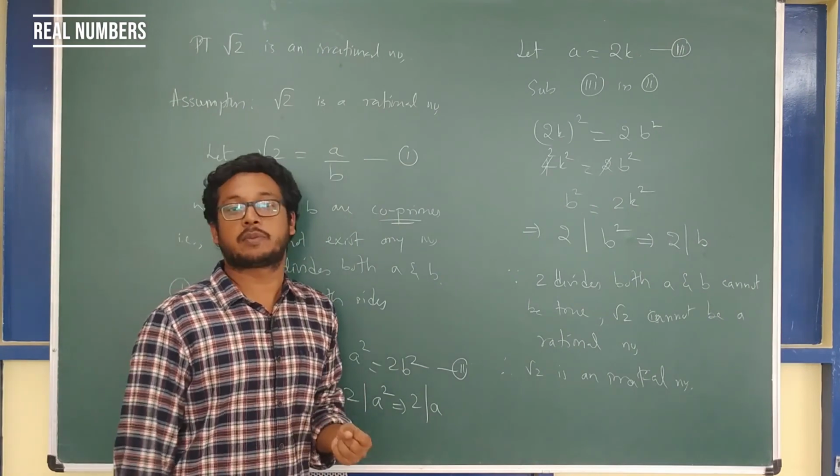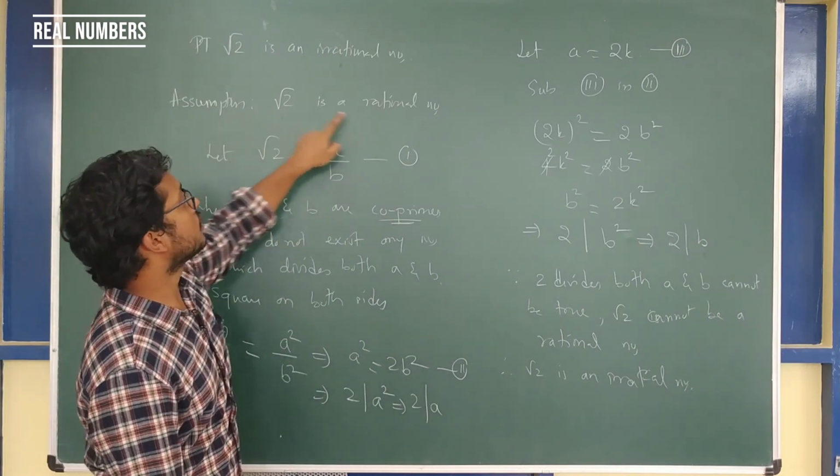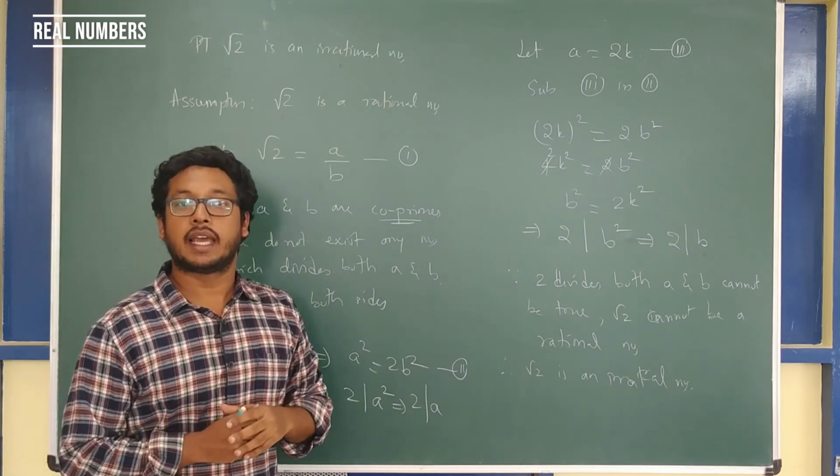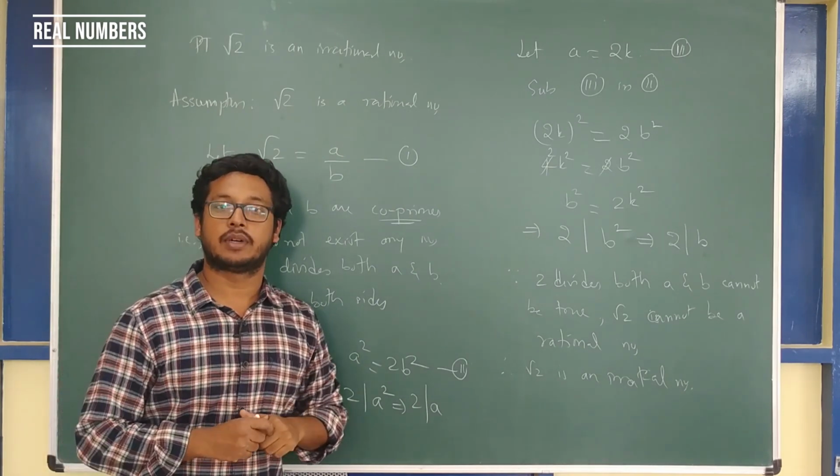So which means what must be wrong? Our assumption must be wrong. So square root 2 is a rational number must be wrong, which means square root 2 must be an irrational number. I hope you understood this.